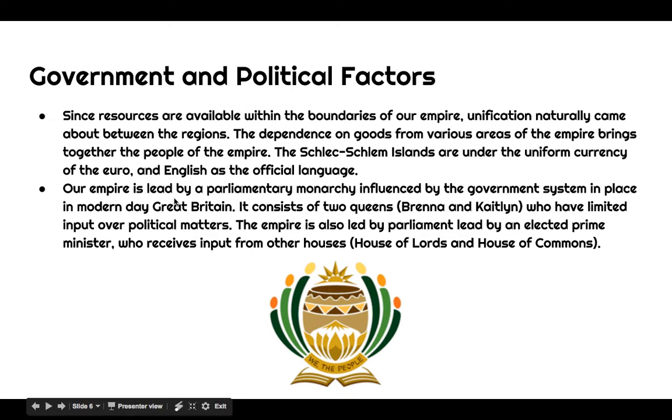Our empire is led by a parliamentary monarchy influenced by the government systems in place in modern-day Great Britain. It consists of 2 queens, Brenna and Caitlin, who have limited input over political matters. The empire is also led by Parliament, led by an elected Prime Minister, who receives input from other houses, the House of Lords and House of Commons.